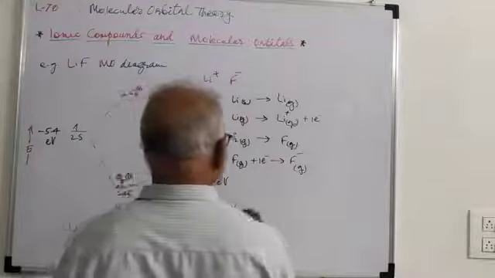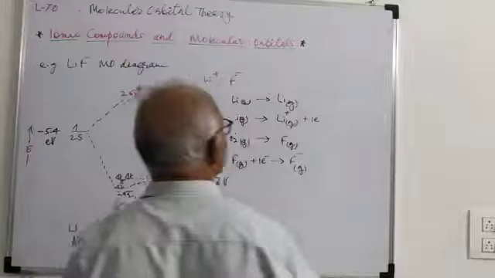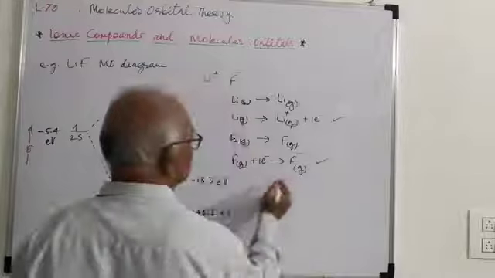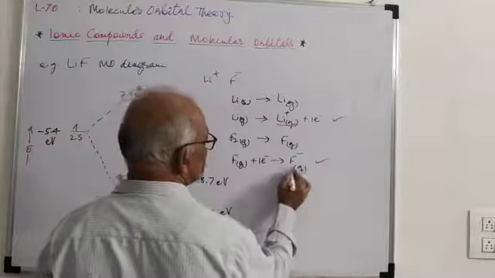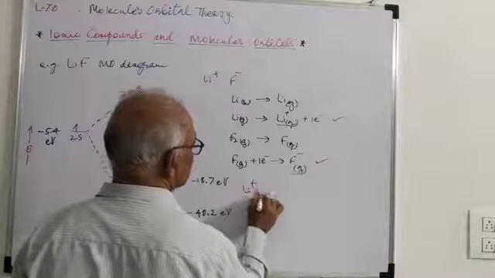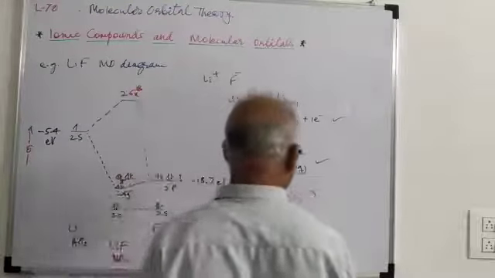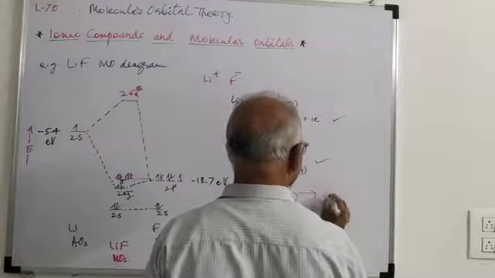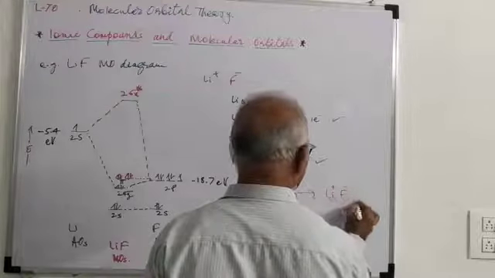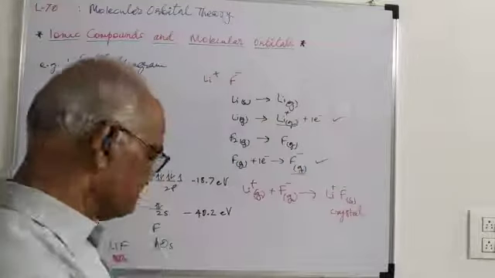And after this, these two steps show that there is formation of this Li plus and F minus. So the next step is Li plus in the gaseous state plus F minus in the gaseous state forms Li plus and F minus, that is the ion pair in the solid state, that is the crystal or lattice.